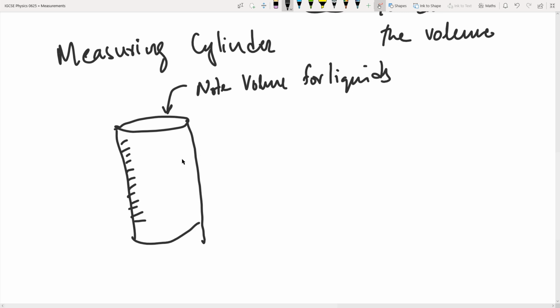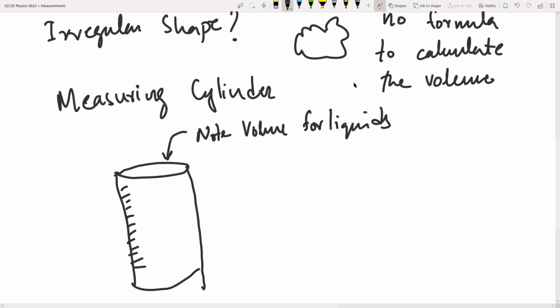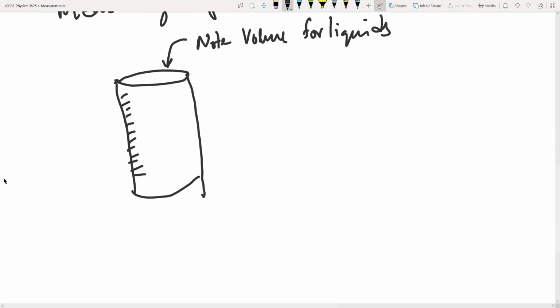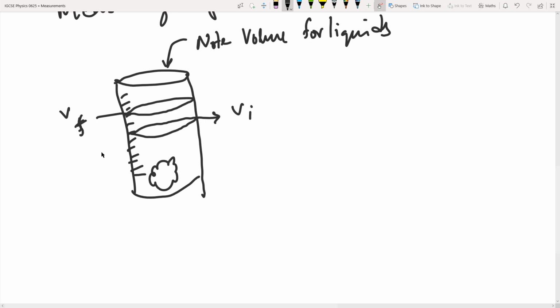And how can we use this to measure the volume of this irregular object? We simply fill this measuring cylinder with some liquid, let's say water, and then note the volume. We call this V1, or Vi, the initial volume, and then we place our object in it. This is the volume without the object in it, and once we put the object in it, we are going to see a rise in the level of the liquid, and that we are going to call Vf, the final volume after placing the object.